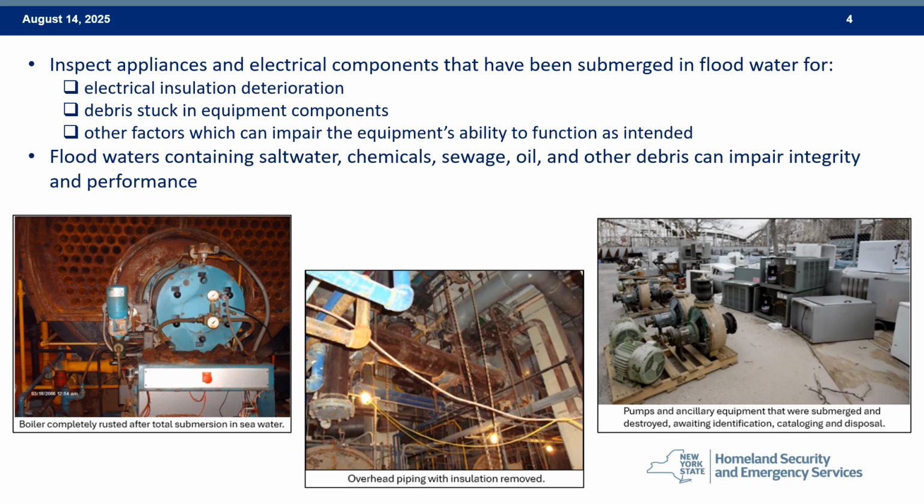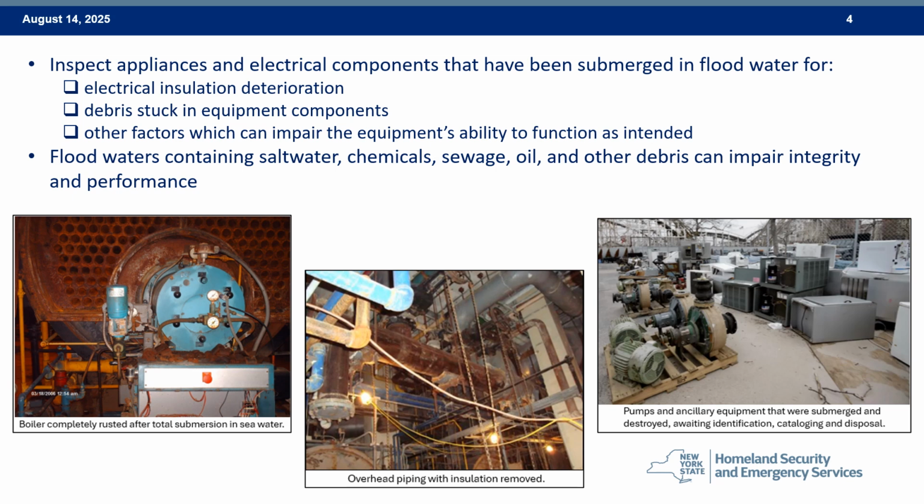Inspect appliances and electrical components that have been submerged in floodwater. Electrical insulation deterioration brought on by moisture, debris stuck in equipment components, and other factors can impair the equipment's ability to function as intended. Floodwaters contaminated with chemicals, sewage, oil, and other debris can also cause damage to electrical equipment, impairing its integrity and performance. Because saltwater residue is corrosive and conductive, ocean water and salt spray can be especially detrimental.